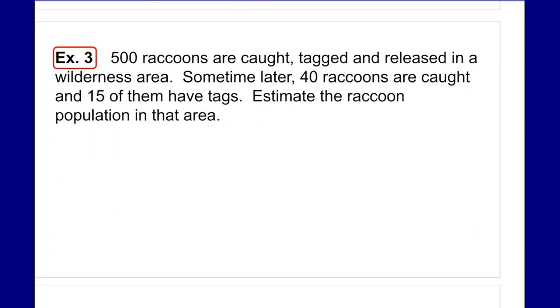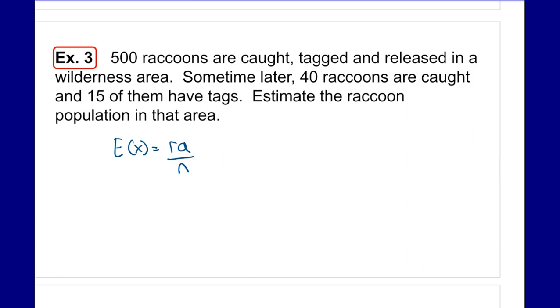The last question: 500 raccoons are caught, tagged, and released into a wilderness area. Sometime later, 40 raccoons are caught and 15 of them have tags. We want to estimate the raccoon population in that area. Well, we're going to use our expected value formula to help us solve this question. So we're looking at 500 raccoons, 40 of them are caught, and 15 of them have tags. In this case, we are looking at the expected number of raccoons that are being caught.